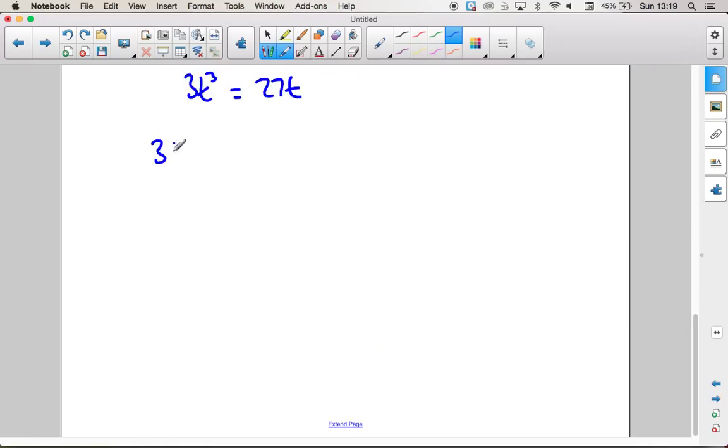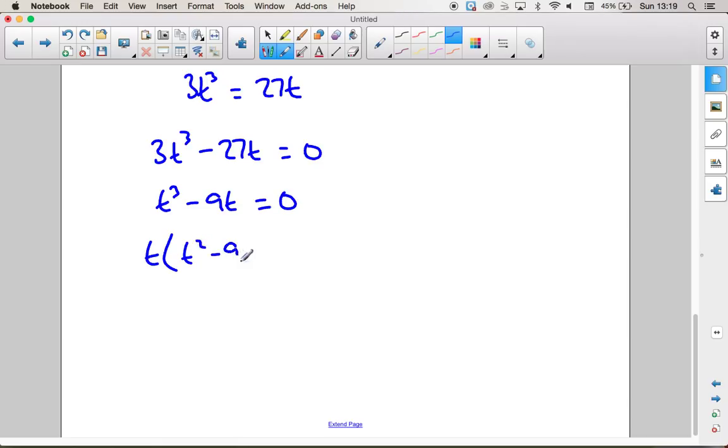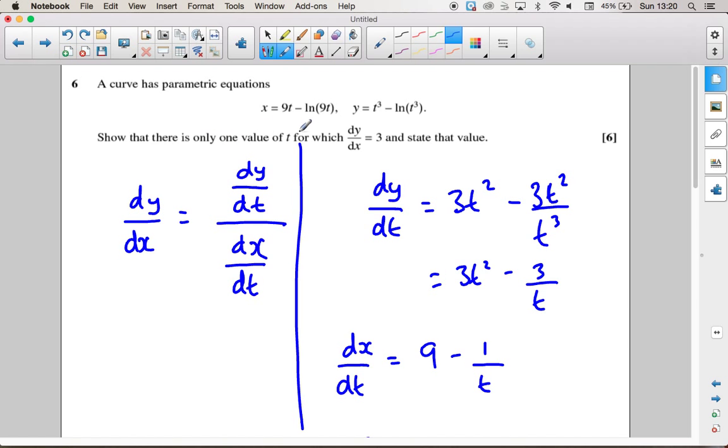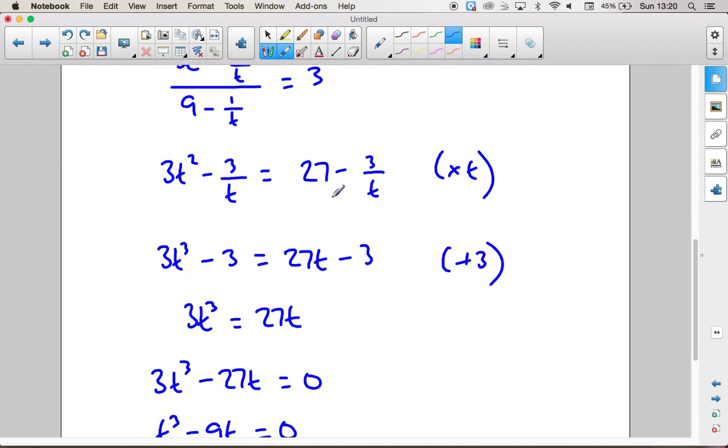Take the t's over to the left, divide by 3 again, that's going to be 9t, and factor a t out. So we have that t either equals 0 from here, or that t squared equals 9 and therefore t equals 3, or minus 3. But it reckons that I can't have all 3 of those values. It reckons that there's only one value for t that works. So what's wrong with the other two?